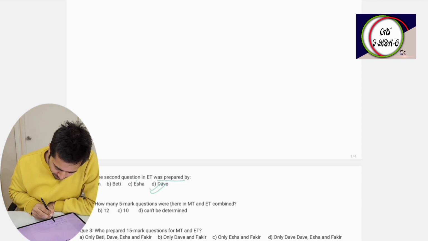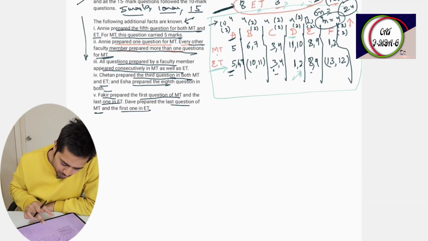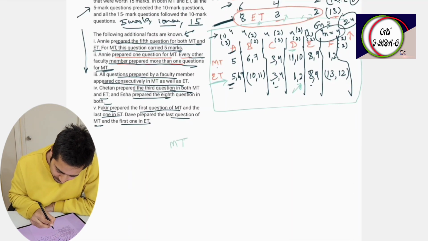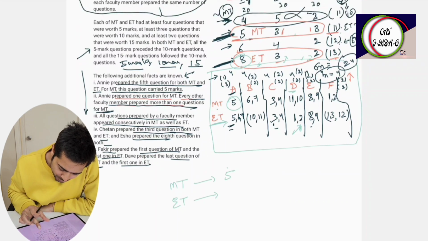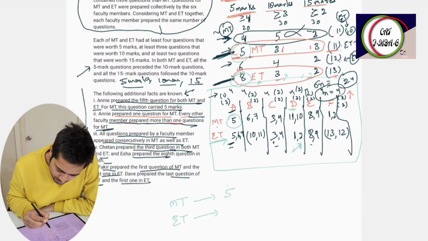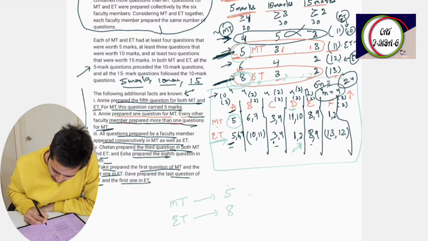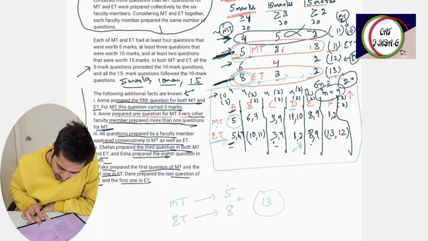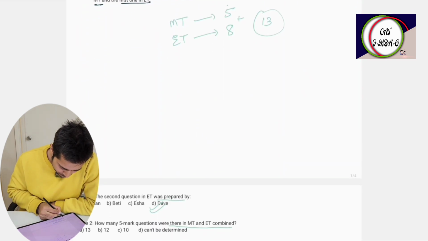How many 5 marks questions were there in MT and ET combined? So MT has a total of 5 questions of 5 marks, and the end term has 8 questions of 5 marks. So 5 plus 8, 13 questions. 13 questions of 5 marks. Option A.